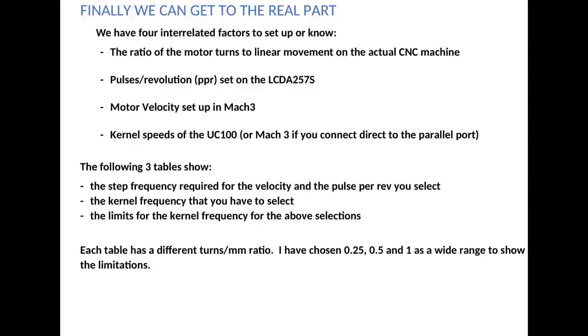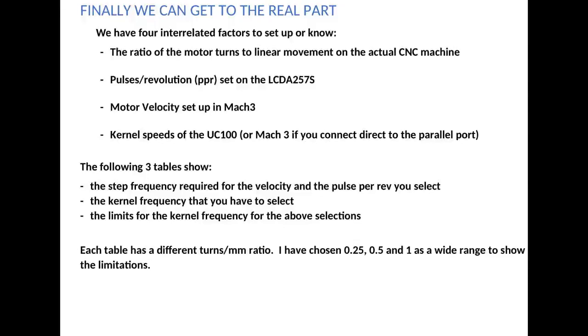Okay, we have looked at the bits and finally we can get to the real part. We have 4 interrelating factors to set up or to know: the ratio of the motor turn to linear movement on the actual CNC machine, the pulses per revolution set on the LCDA, the motor velocity we set up in Mach 3, and the kernel speed of the UC100, or the Mach 3 if you connect directly to the parallel port.